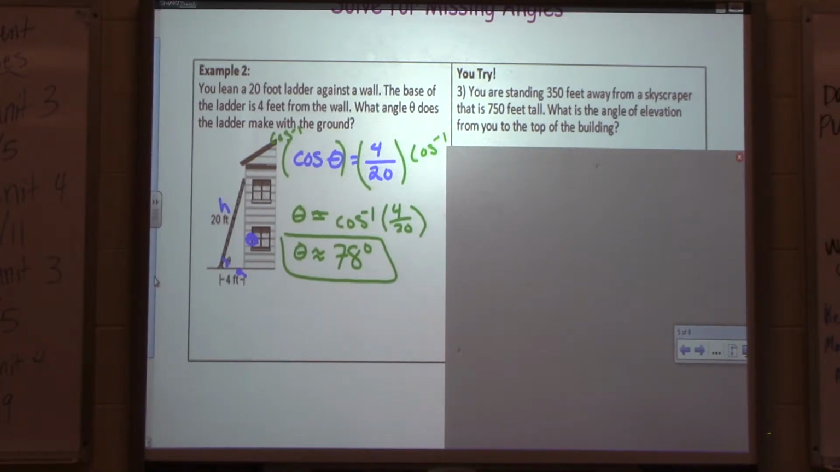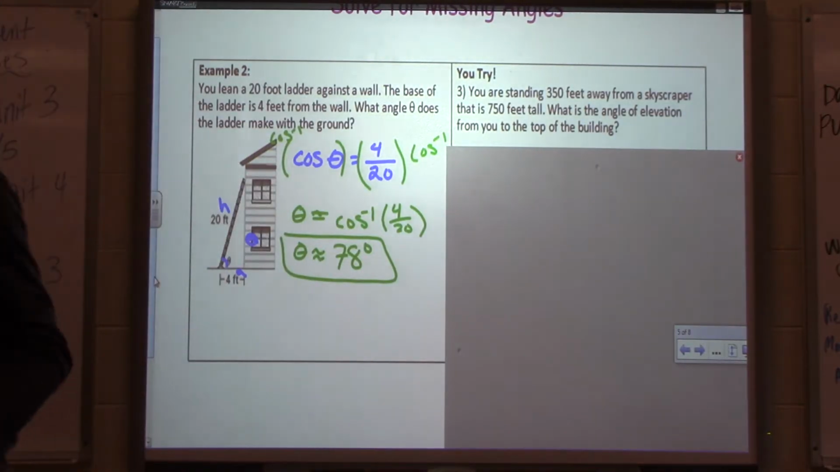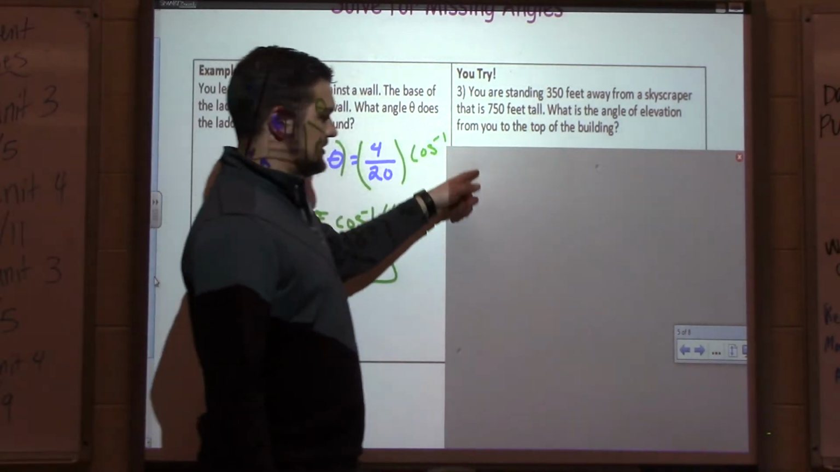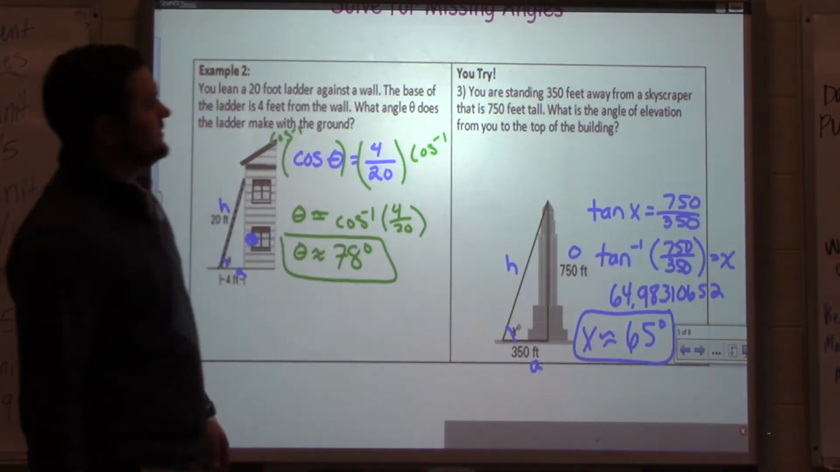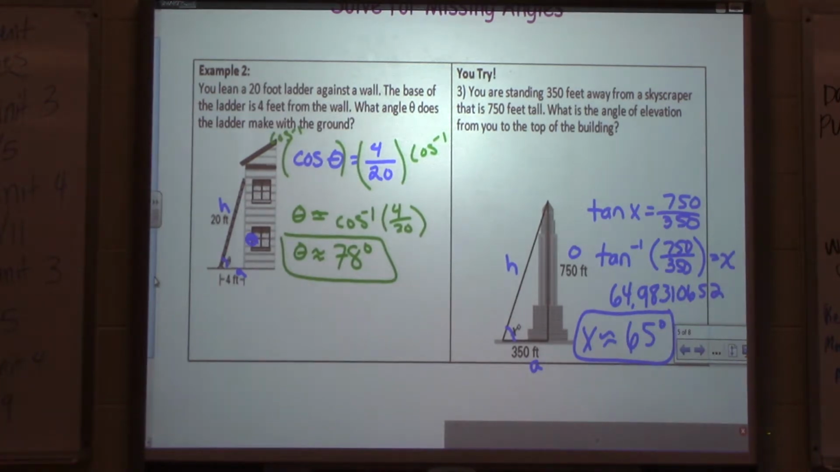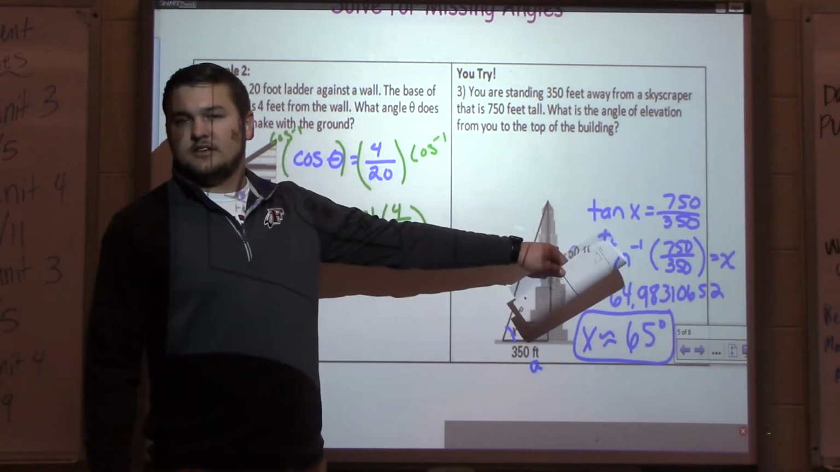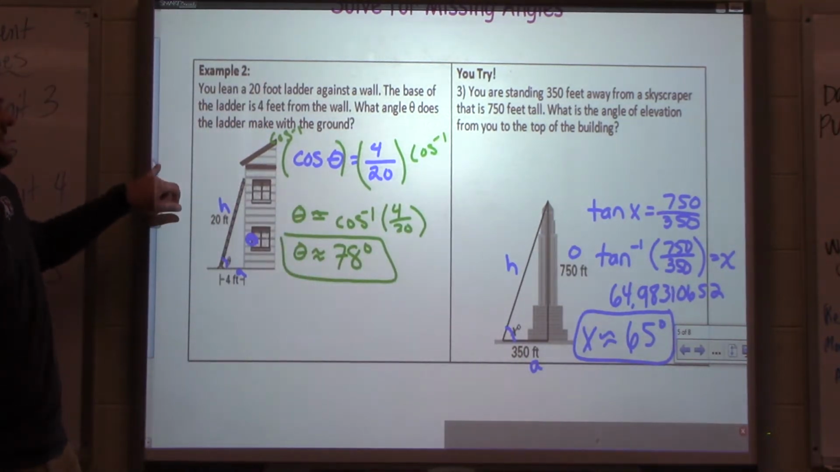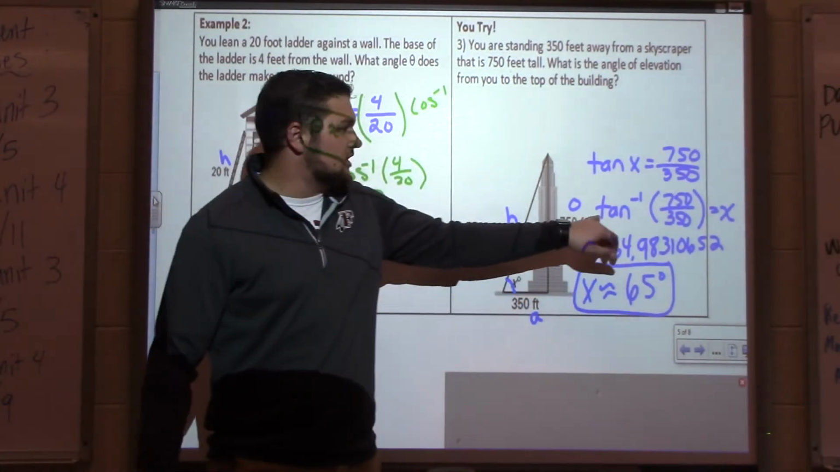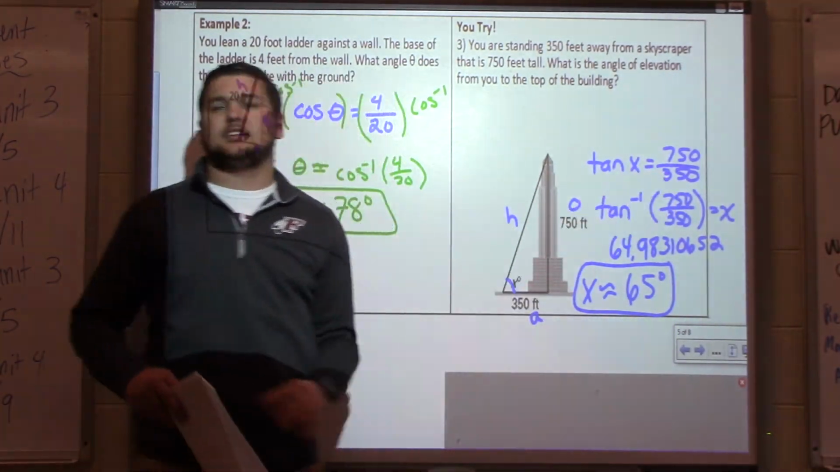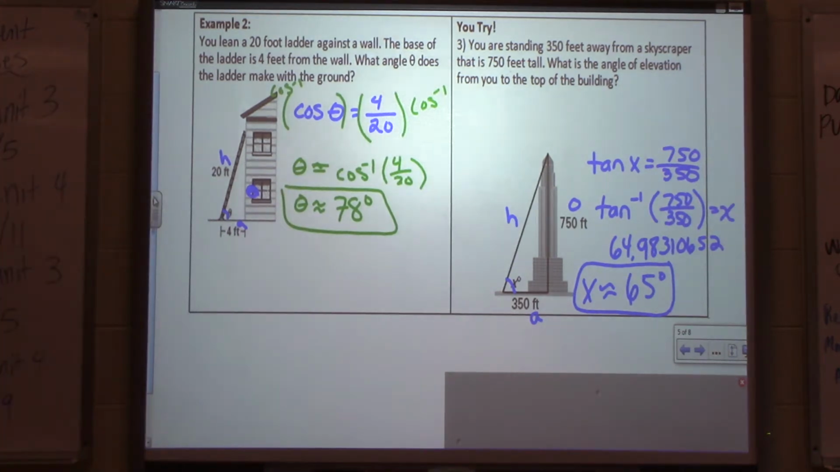Tangent, right? And careful which sides you put first. Alright, let's take a look at the answer. Guys, check your answer, please. We should have got 65 degrees, right? We're taking the tangent of x. So tangent of x equals the opposite over the adjacent. 750 over 350. So, inverse tangent of both sides to get that x by itself. We get 65 degrees.